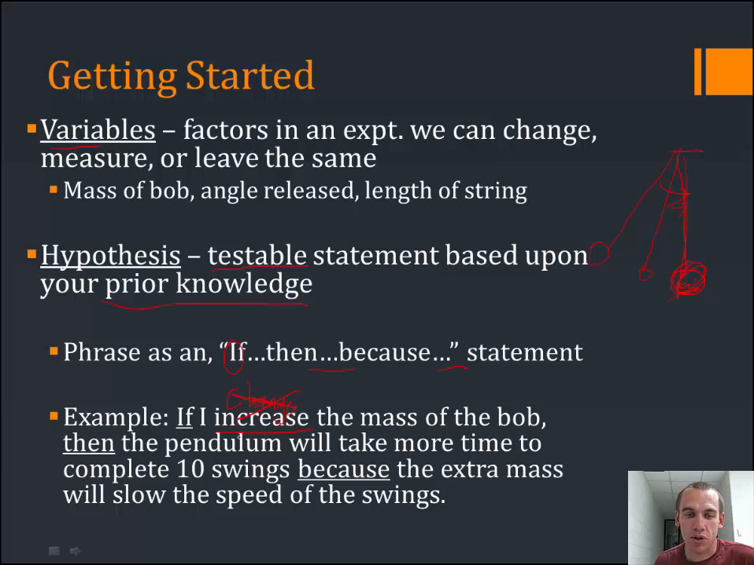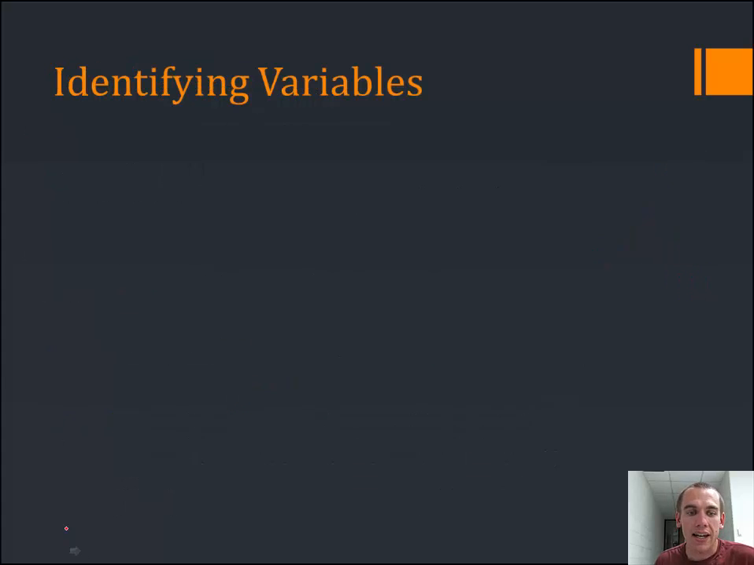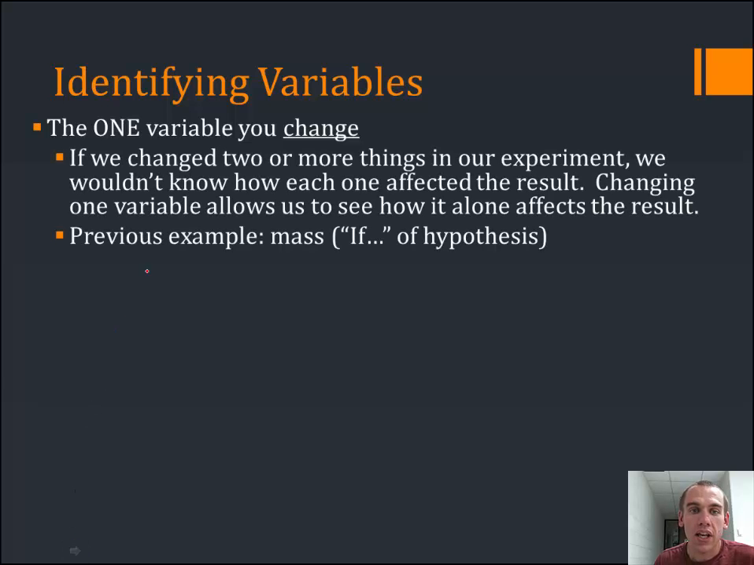So I have the variable I'm changing, my if part, I have the variable I'm measuring, my then part, and I have why I think that, my because part. And those are the three parts of your hypothesis. It is important that when you're identifying your variables, you know exactly what's going on. And the variable you change is only one variable. If we change two or more things in our experiment, we wouldn't know what was causing the result that we measured. We would have confusion. So you only change one thing at a time. That allows us to see how it affects the result.